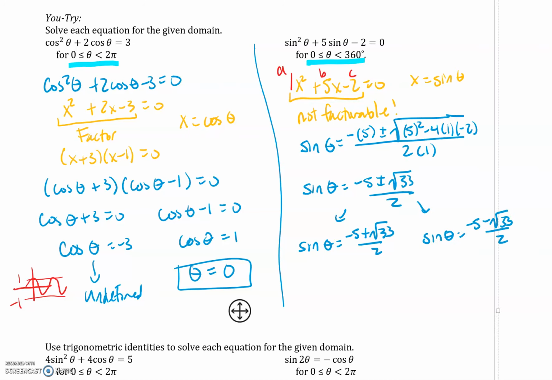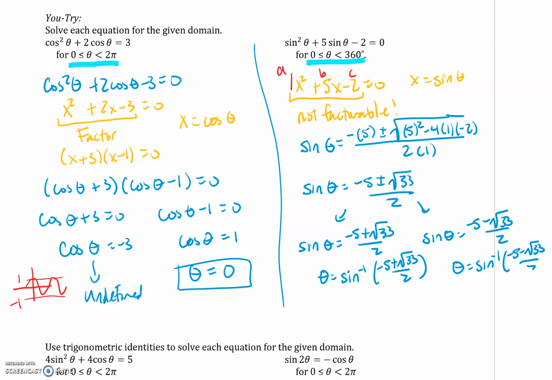But before we do that in the calculator, we want to think, wait, what are we doing? We're solving for theta, so we're doing the inverse operation. We're doing inverse sine. So the inverse sine of (-5 + √33)/2, and the inverse sine of (-5 - √33)/2 will give me what theta equals. So going into my calculator, I'm going to get approximately, let's round this to the nearest thousandth, 21.856 for that first theta.